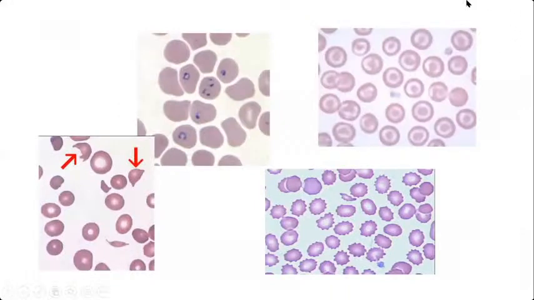All right. What do we see up in this micrograph? Up at the top left-hand side?